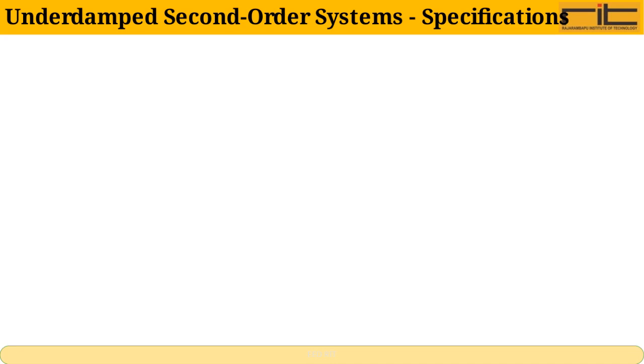Let's take a closer look at the specifications of underdamped second-order systems. These systems are characterized by oscillatory responses that gradually settle over time. Key performance metrics include the percent overshoot, which tells us how much the system surpasses its target value before settling. Another important measure is the settling time, which defines how long it takes the system to stabilize within a certain error band around the final value.